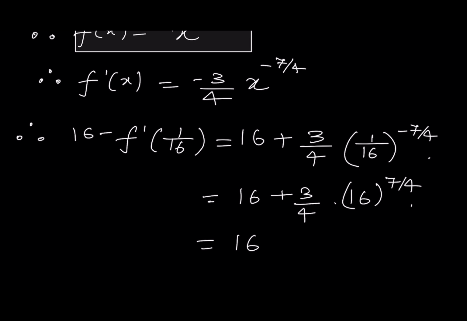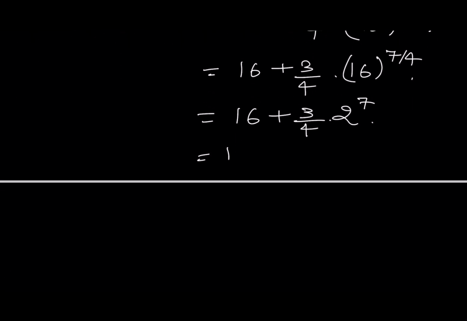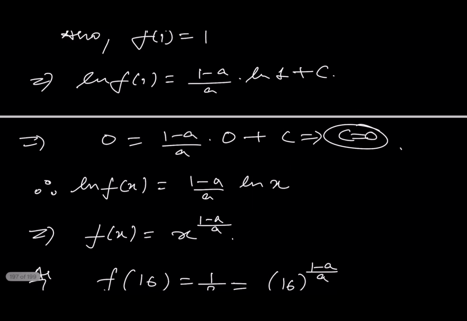So 16 plus 3 by 4 into 16 to the power 7 by 4 can be written as 2 to the power 7, right? And 2 to the power 7 is 128. So 16 plus 3 by 4 into 128. 4 3s are 12, 4 2s are 8, so 32 into 3 is 96, plus 16 is 112. Answer is 112.